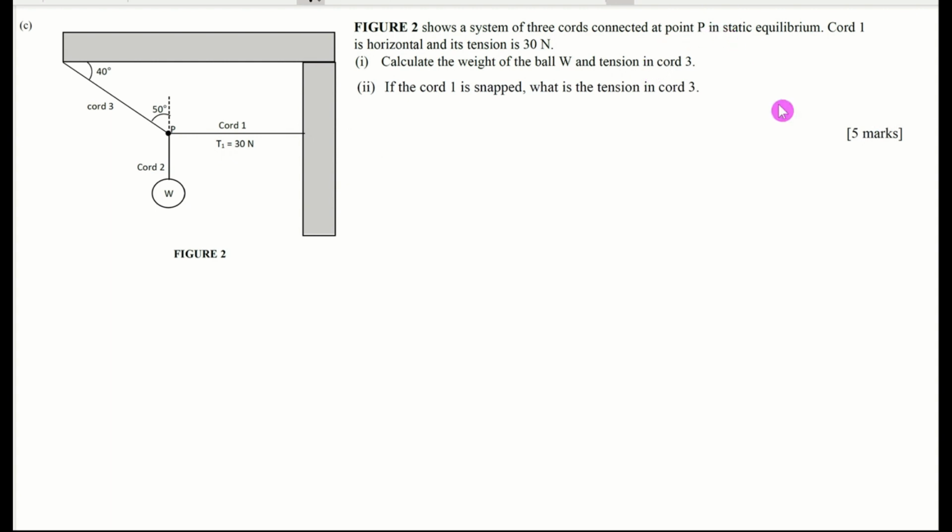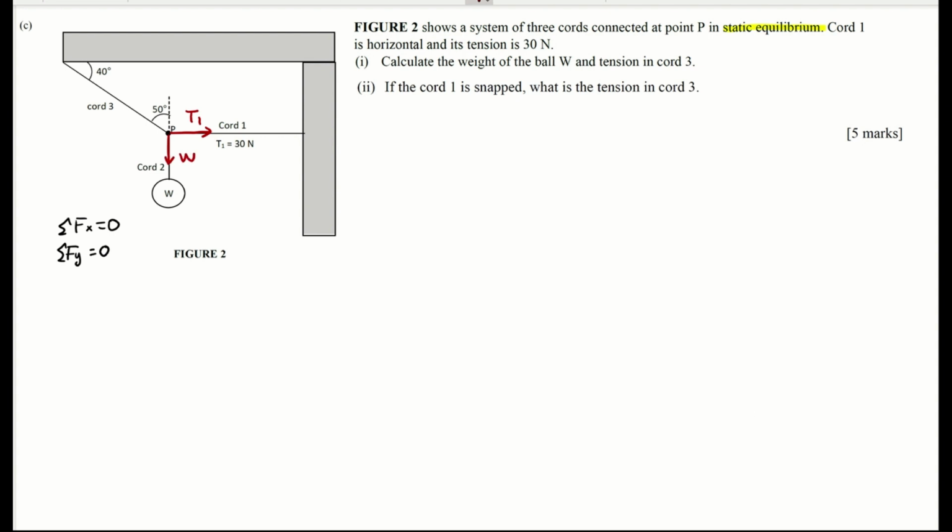Alright, so bila perkataan kata the system is in static equilibrium, so maknanya total force Fx equal to 0 and total force Fy also equal to 0. Okay, so jadi kalau kita consider point P, kita nak lukis free body diagram at point P. So dia akan ada T1. Okay, ini kita anggap dia sebagai W.